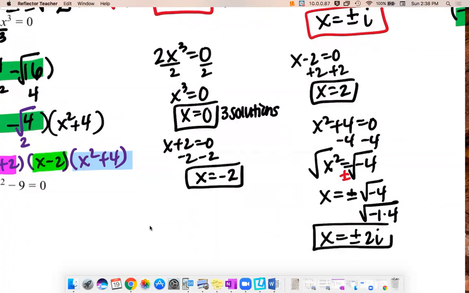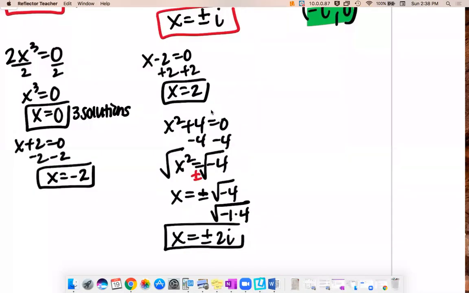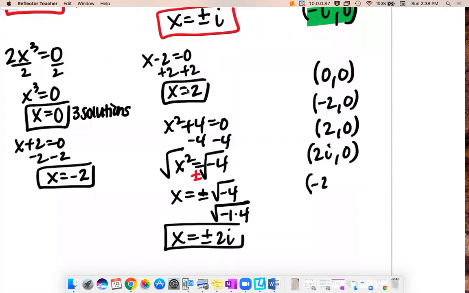So we've got 1, 2, 3, 4, 5, 6, 7 because this is cubed. So we've got our 7 total answers. And then remember, we just write them as points. So we've got 0, 0 based on this solution. We've got negative 2, 0 based on this. We've got 2, 0 because of this guy. And then we've got 2i, 0 and negative 2i, 0 because of this solution. You have 2 of them because you're plus or minus. And then these are going to be your final answers. So then these are just your solutions.